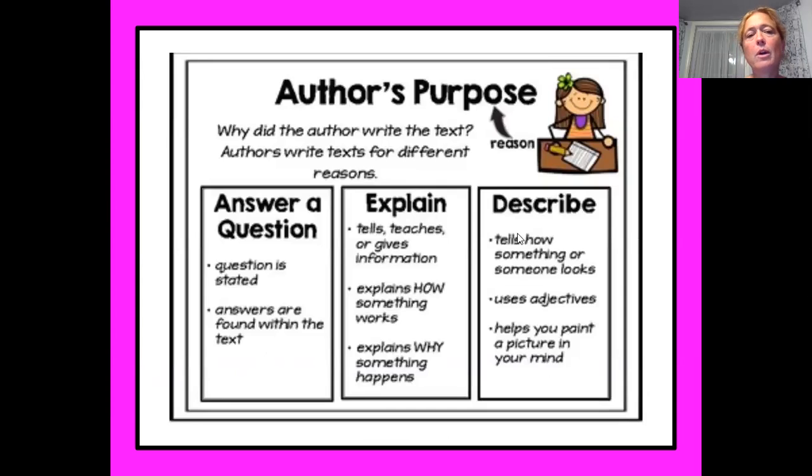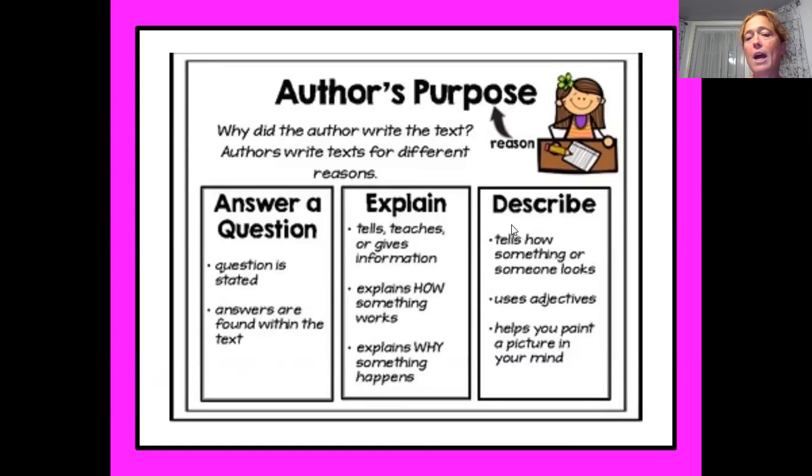Okay, so let's review our three author's purposes. One is to answer a question, which we've already discussed. If you remember, we read a text on how to take care of your rabbit, and a question is stated at the beginning, and the answers to the question are found as you're reading.